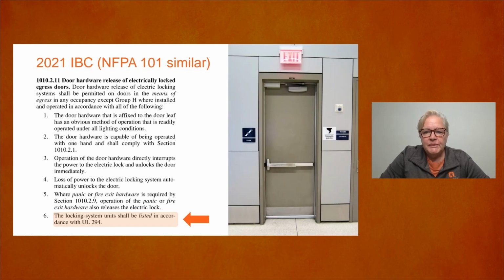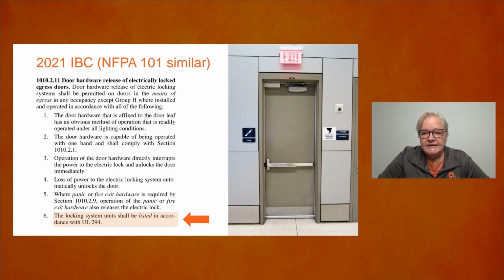So going back to our 2021 IBC example, we see the locking system units language and the reference to UL 294. And then looking at the same section in the 2024 edition of the IBC, we see the clarification showing that the listing applies to the locks, and the change is there that permits UL 1034 in addition or as an alternative to UL 294.